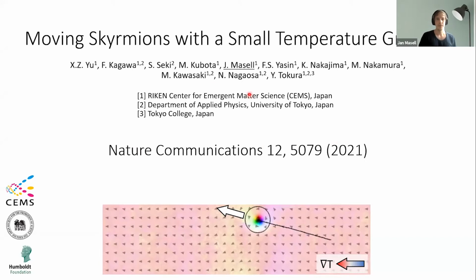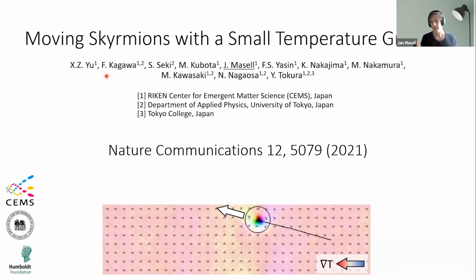I would like to talk about how to move skyrmions in small thermal gradients. And I should have added in insulators, in magnetic insulators. This is work done at Riken. I'm a JSPS and Humboldt postdoc in the group of Naoto Nagaosa, doing theory, but I'm working a lot together with experimentalists, for example, Wu Sensei, Zhujian Wu, and she is doing LTEM.